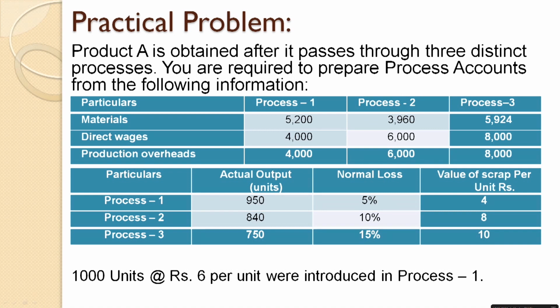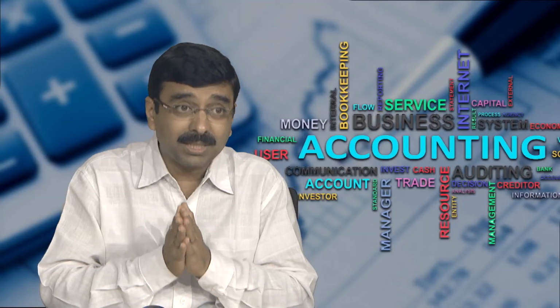These three items are all introduced in this question, and the question can be solved if all three items are given. One more item in this question is that 1000 units at rupees 6 per unit were introduced in process 1. So this is the brief part of this question.